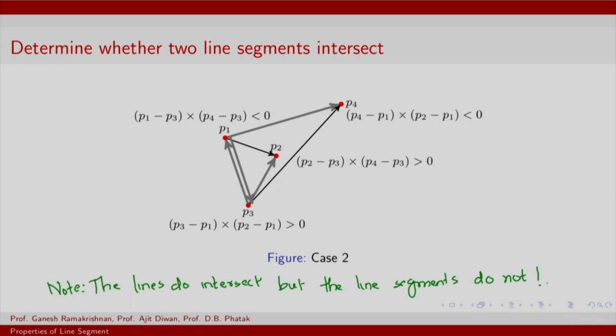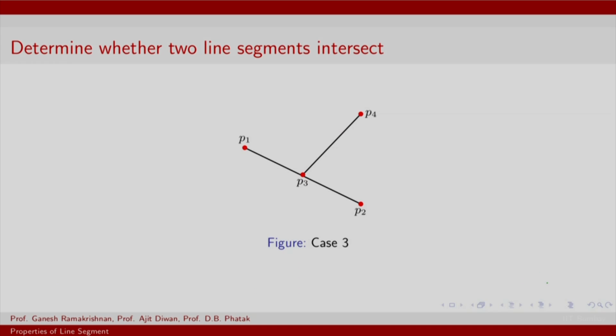This precisely is the significance of both the tests. One needs to determine that the cross products have opposite signs for both the pairs P1 P2 and P3 P4. It does not suffice to check for opposite signs only for one of them. Here is the corner case.